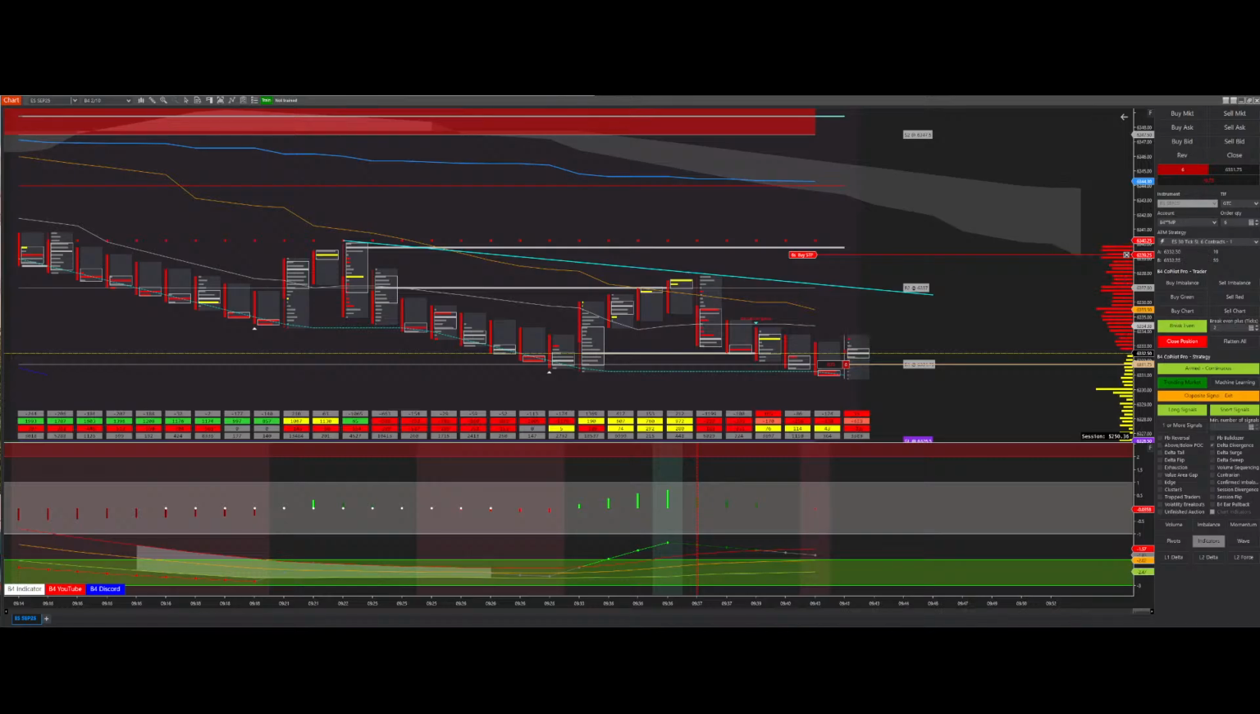Let's see how this trade turns out here. Sorry guys, I am multitasking. Let me get off of that, start paying attention to where we are here. I am not, by the way, live this morning. I am just simming this.